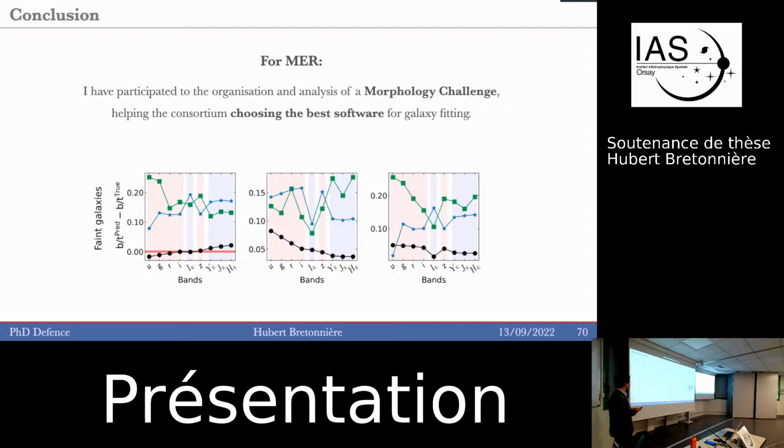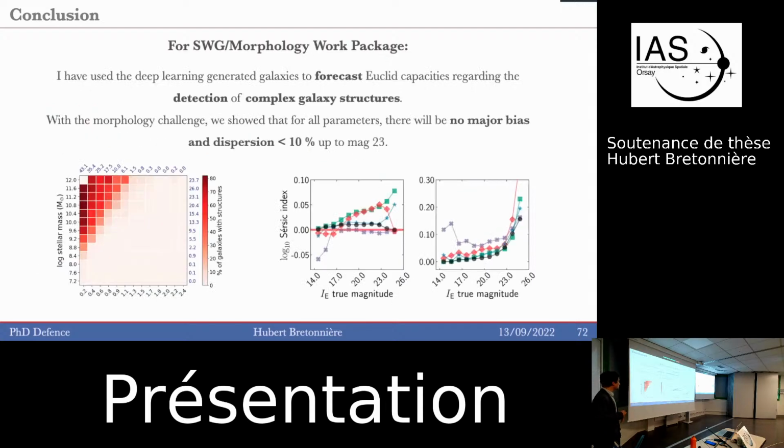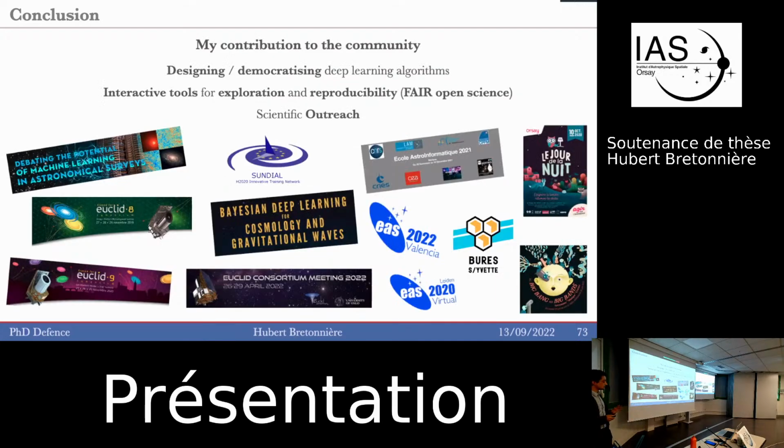the official catalogs. And finally, for the science working groups, we've first used our complex galaxies to give all the people of the legacy science the number they will have to produce their galaxy morphology science, and also forecast the ability of Euclid to recover the morphology parameters that here again are a key to produce galaxy morphology science. So this is for Euclid.